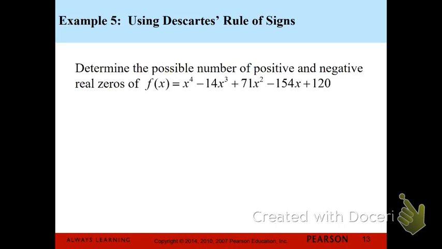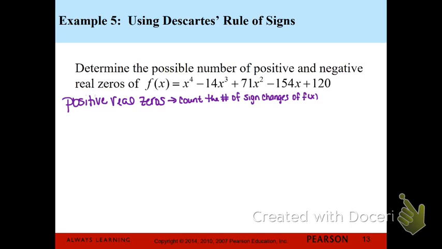Okay, so let's determine the possible number of positive and negative real zeros of that polynomial. So remember, to find the number of positive real zeros, we're going to count the number of sign changes of f of x. Now, f of x is given in the problem.